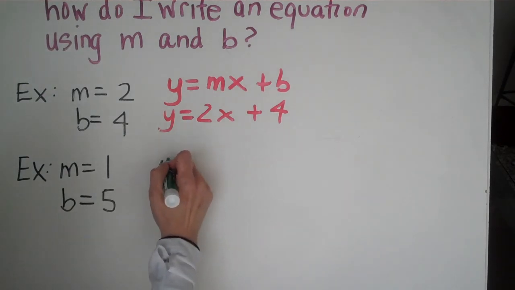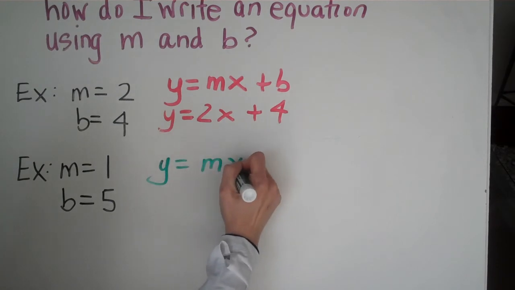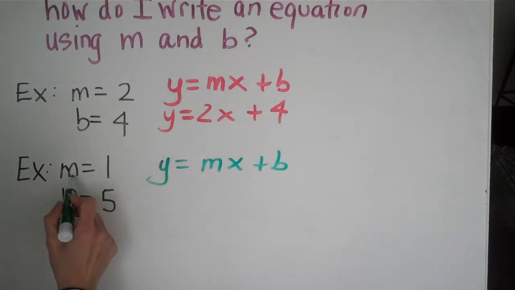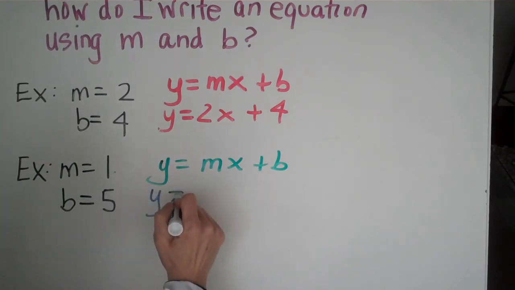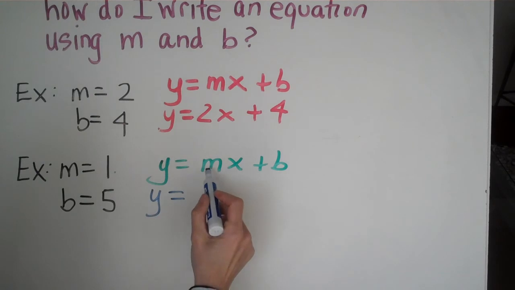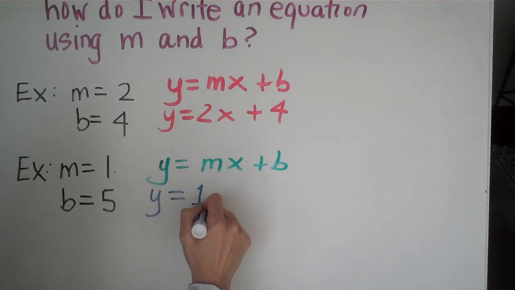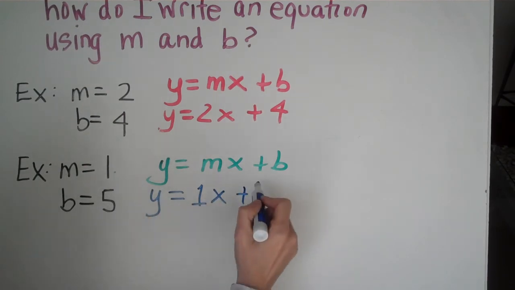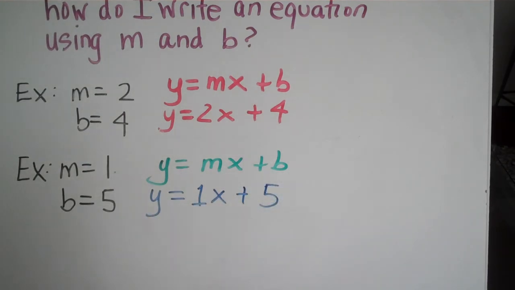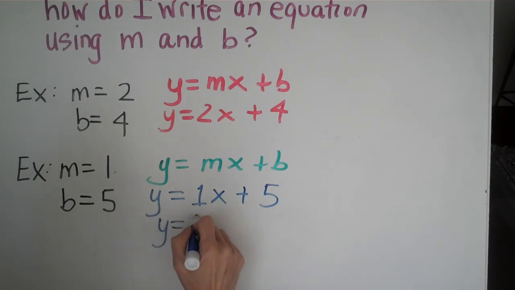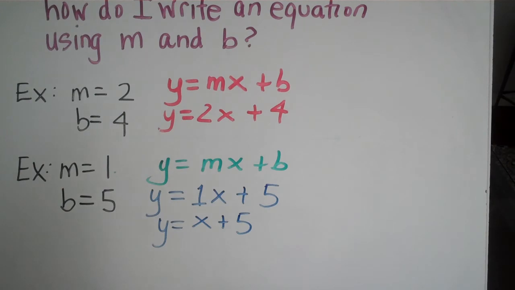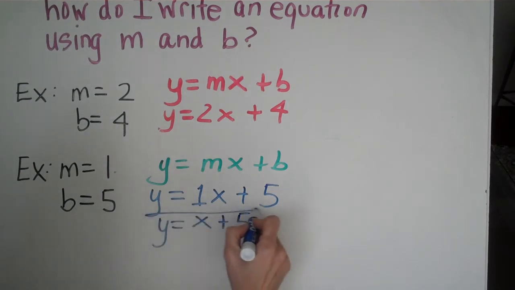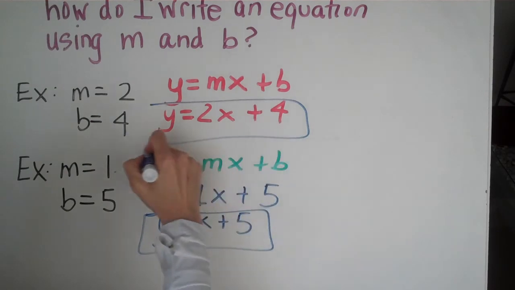Okay, so now let's rewrite that formula again. Y equals mx plus b. Our m is 1, so let's write this over again. Y equals m is going to be the 1, x. The b is plus 5. Simple. And you can also write this as y equals x plus 5. Same thing. That would be our formula. So this would be our final answer here.